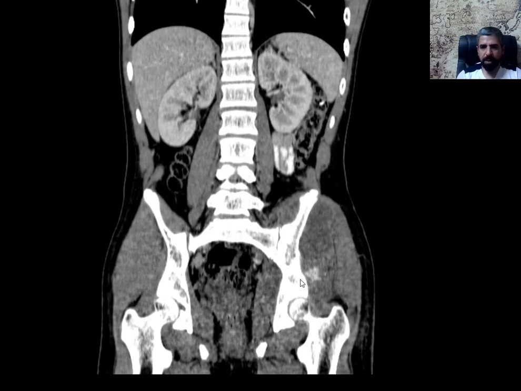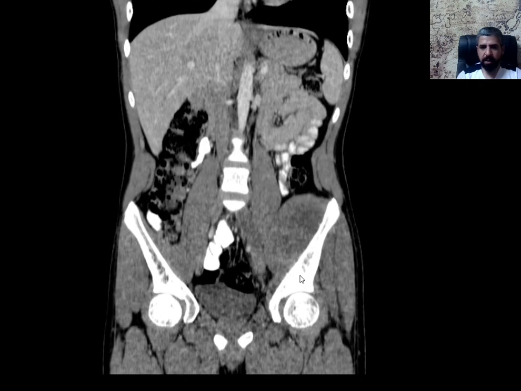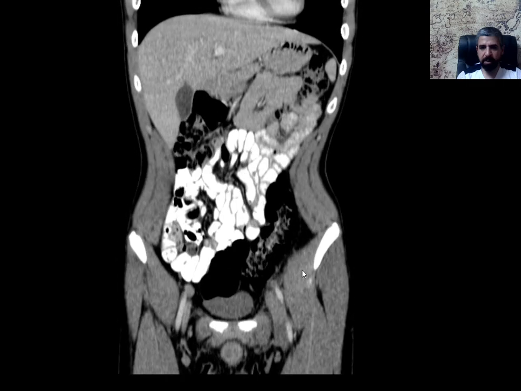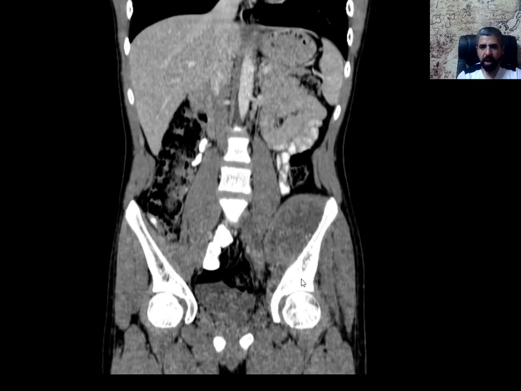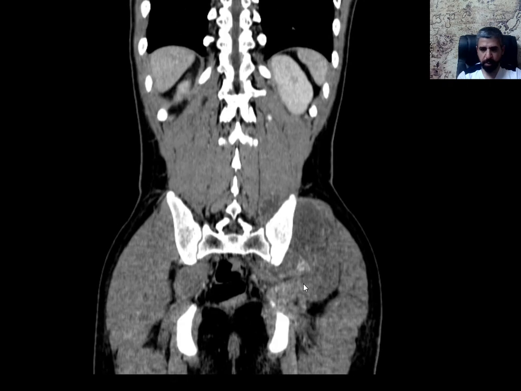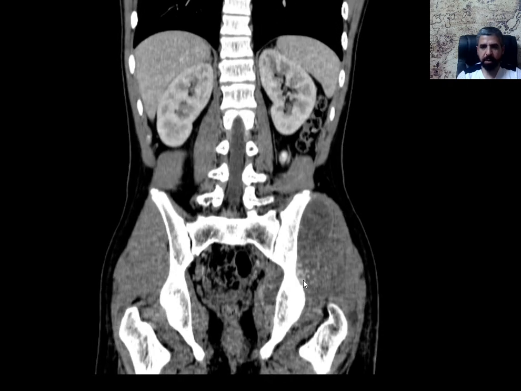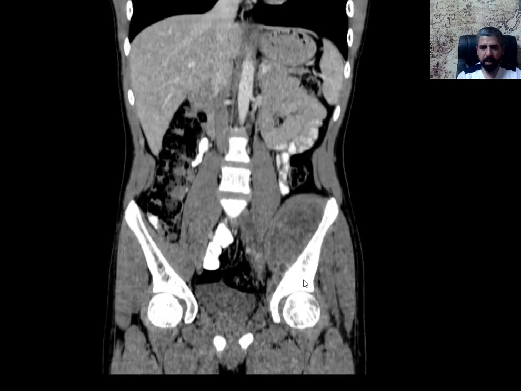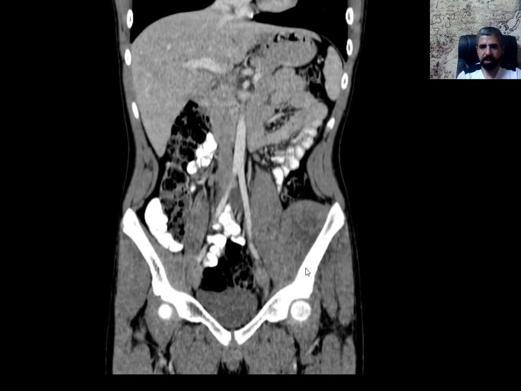So, what do you think? What is the diagnosis or the differential diagnosis of such a mass, and how can the diagnosis be proved? What should we do to the patient, and what other complications are arising from this mass?